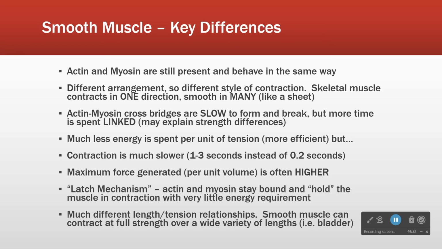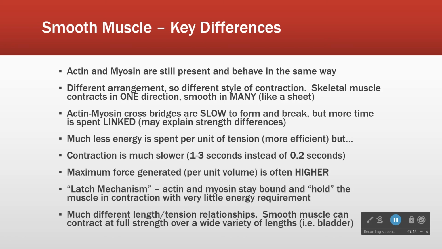So a given gram of smooth muscle is much stronger, in other words, able to generate more tension over a longer period of time than the same amount of skeletal muscle is. So it's slower but stronger, okay? So the maximum force generated per unit volume is higher.